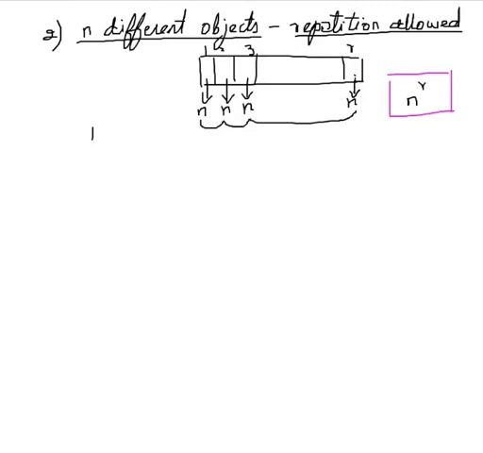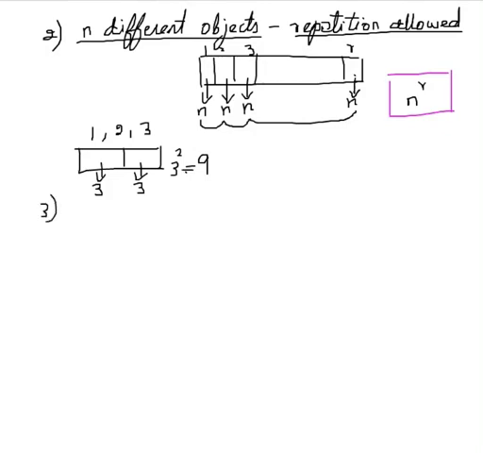For example, here we have the digits 1, 2, 3 given, and we have to form a 2-digit number where repetition is allowed. Then the ones place digit can be filled up in 3 ways. Since repetition is allowed, the tens place also has 3 ways. Therefore, the total number of arrangements will be 3 times 3, which is 9. That is 3 squared.